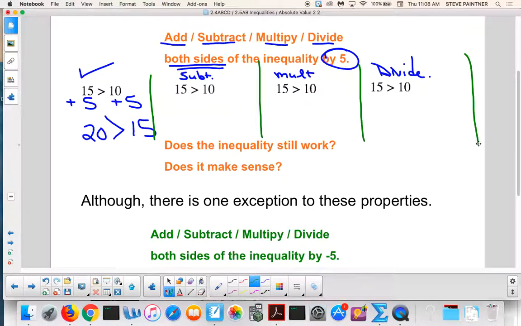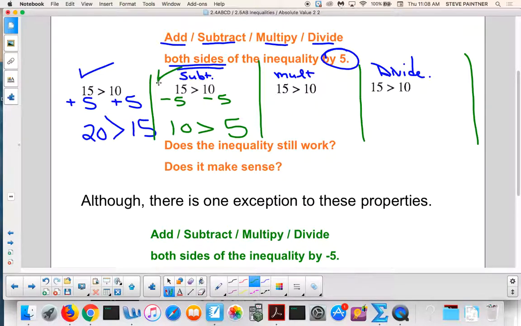When subtracting 5 from both sides, Chelsea, what did you get? 10 is greater than 5. Okay, she says 10 is greater than 5. So is it okay to subtract on both sides? Yeah. Does this still make sense? Yes. Okay, check.